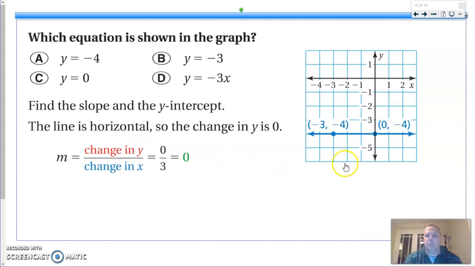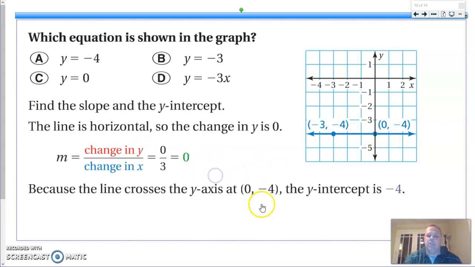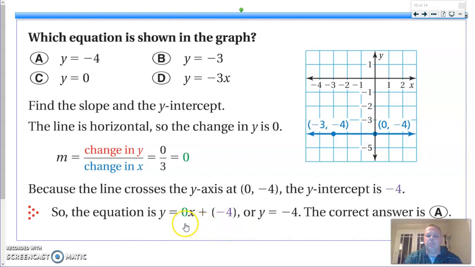So there's our slope, change in y over change in x. It crosses there, so we've got 0x plus -4, or -4, which is A.